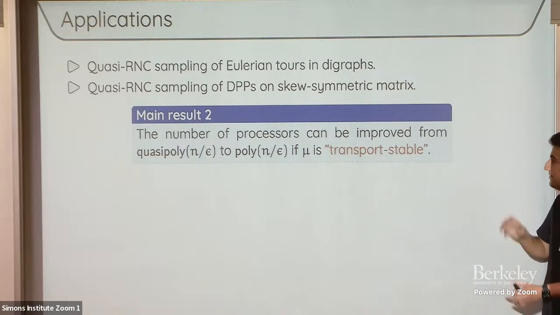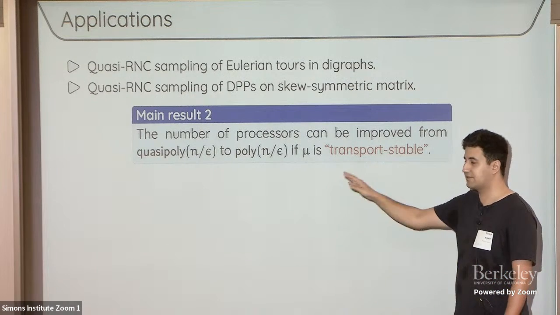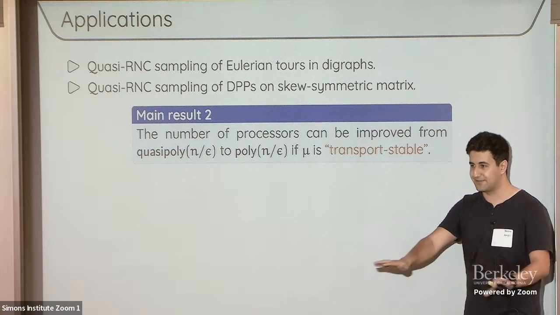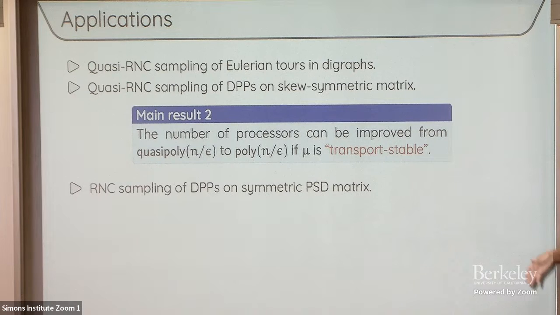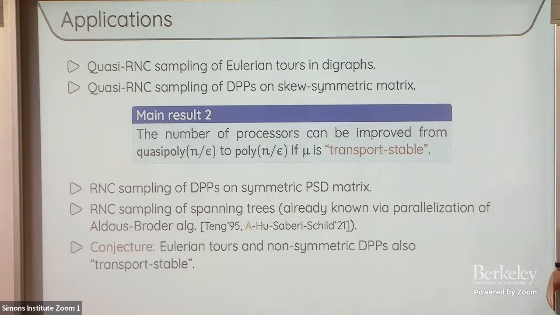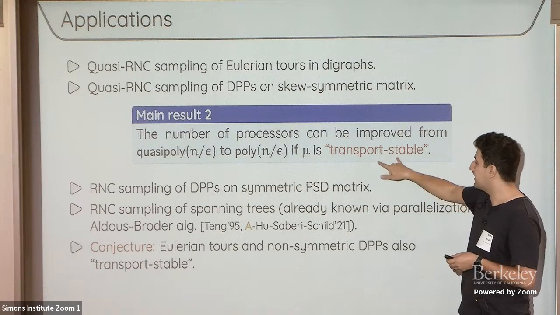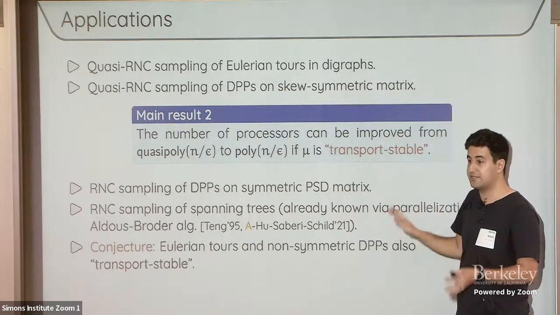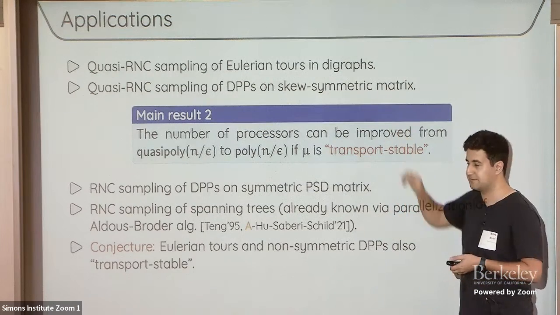It's some property of the distribution. But as long as you have this stronger property, you can change quasi-poly to poly and get a fully kosher parallel sampling. So this holds for DPPs defined via symmetric PSD matrices. It holds for spanning trees and so on. Let me mention that it's not the case that this stronger property doesn't hold for the others. We actually conjecture that it holds for all of these distributions. We are just not able to prove it for these.